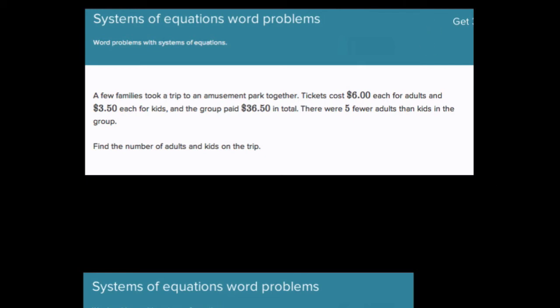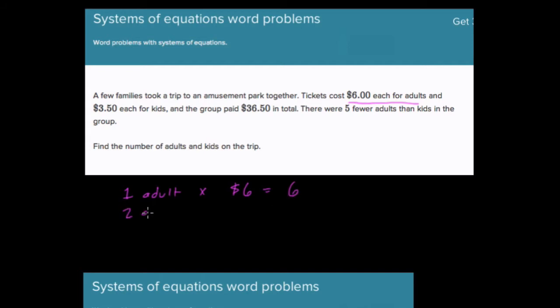Alright, so in this module we put our knowledge of systems to the test and plug them into these word problems. For example, the first one: a few families took a trip to a park together and the tickets cost $6 each for adults. This might seem a little obvious, but bear with me here. If one adult goes, and each adult costs $6, you have the number of adults times the cost in dollars, and that's your cost for adults, which would be 6.